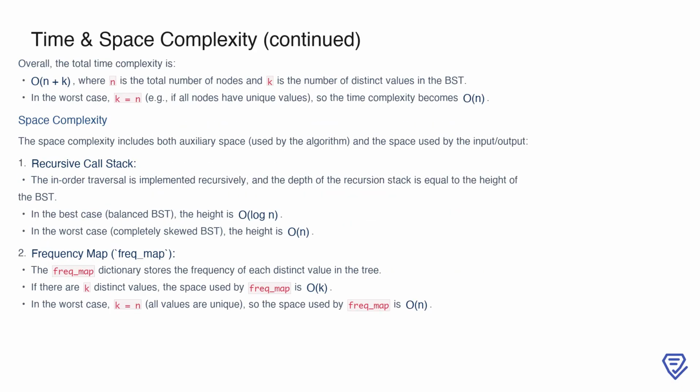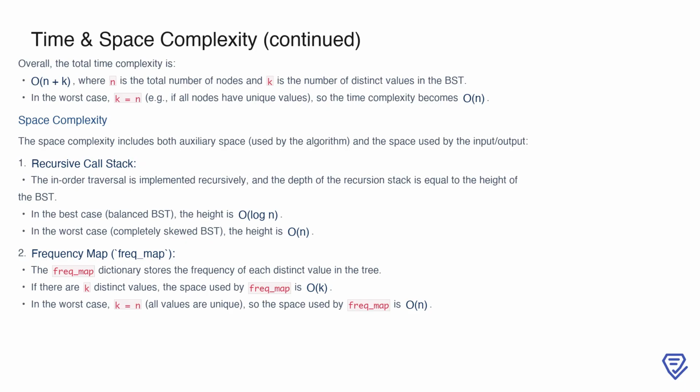When we combine all the components, the total time complexity is O(n + k), where n is the number of nodes and k is the number of distinct values in the binary search tree. In the worst case, where all nodes have unique values, k equals n, and the time complexity simplifies to O(n). Now, looking at the space complexity, we need to account for both the recursion stack and the frequency map.